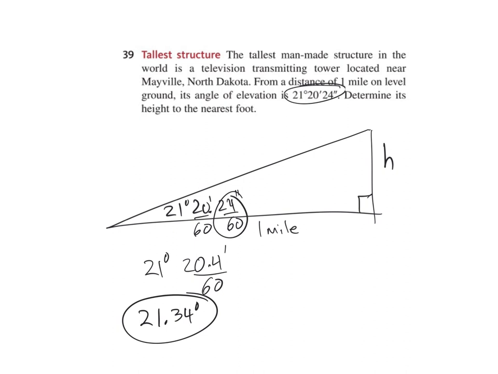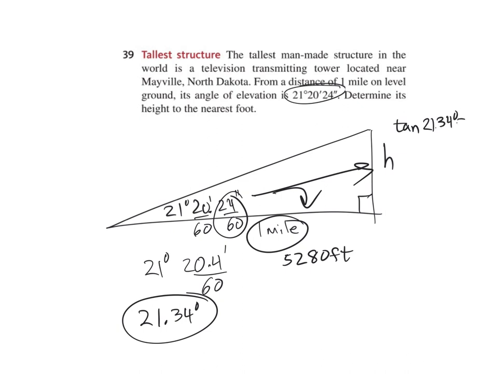All right, so now that we know the degree of this corner, it's asking, from a distance of 1 mile on level ground, its angle of elevation is this. Determine its height to the nearest foot. You're 1 mile away, not feet, so that has to be converted to 5,280 feet. Now you can use the opposite leg and the adjacent leg. So this is the tangent of 21.34 degrees equal to the opposite leg over the adjacent, and everything's in the right degrees and units of feet.